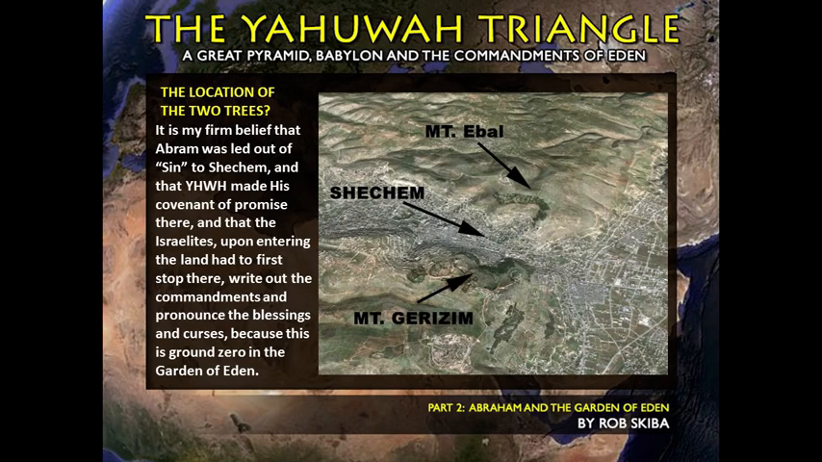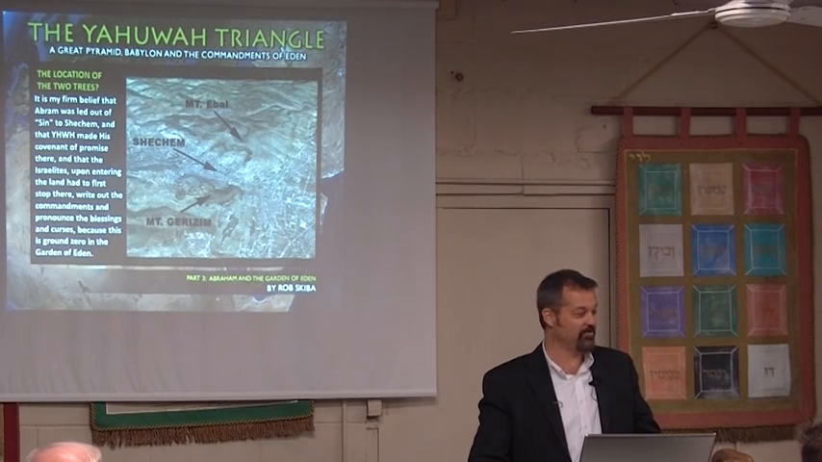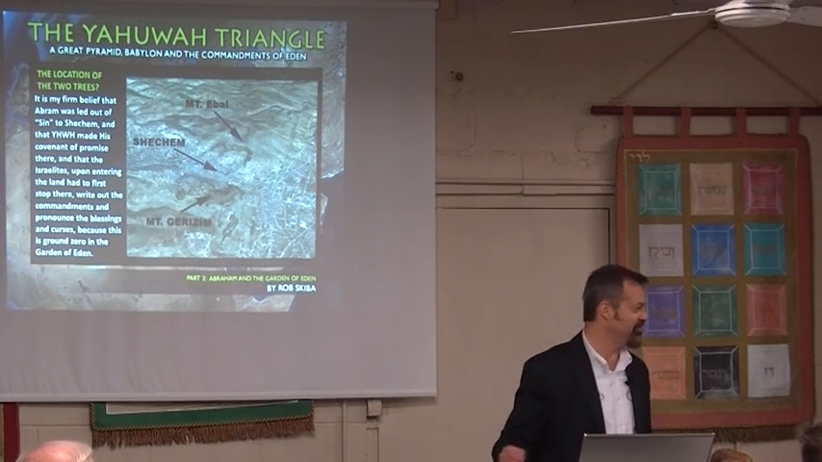That Gerizim represents the location of where the tree of life was, and Ebal represents the location of where the tree of the knowledge of good and evil was. That's where the first covenant was broken. So God brought Abram there and said, okay, let's try it over again.